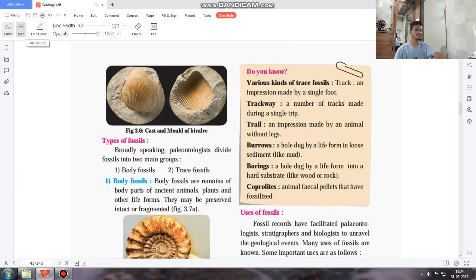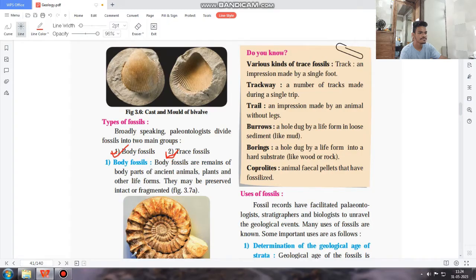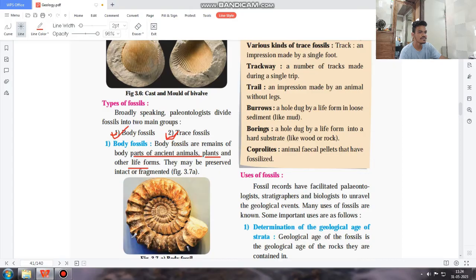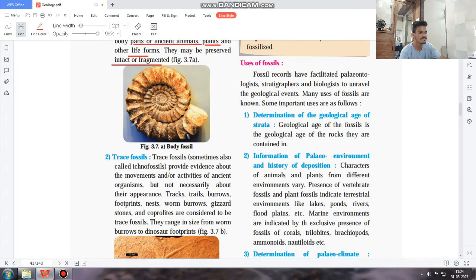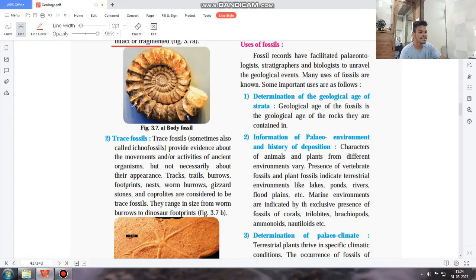Types of fossils. There are two types of fossils: body and trace fossils. You can distinguish between body fossils and trace fossils. Body fossils are remains of body parts of ancient animals, plants, and other forms of life. They can be intact or fragmented. Trace fossils provide evidence about movements or activities of organisms. Tracks, trails, burrows, these are all considered to be trace fossils.